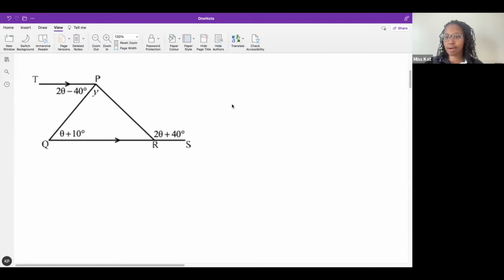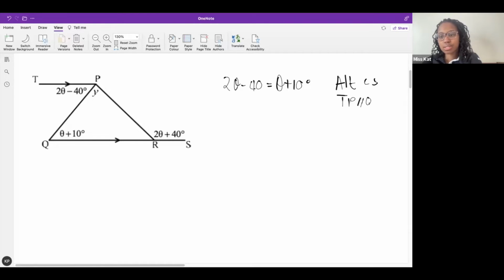Yes, Sia. Sia's at the back. Hello, ma'am. Can I try solving for theta? Let's go for it. Okay, so we're going to say 2 theta minus 40 degrees is equal to theta plus 10 degrees. My reason? Alternate angles, TP is parallel to QS.